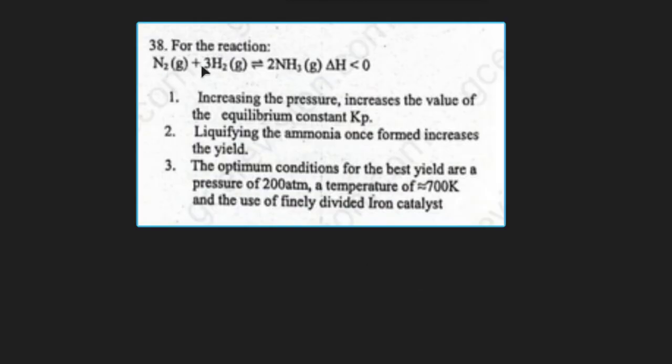For the reaction nitrogen and hydrogen giving us ammonia, the enthalpy change is negative, which means it is already an exothermic reaction. Option 1 says increasing the pressure increases the value of the equilibrium constant Kp. Is that true? We look at the equation.